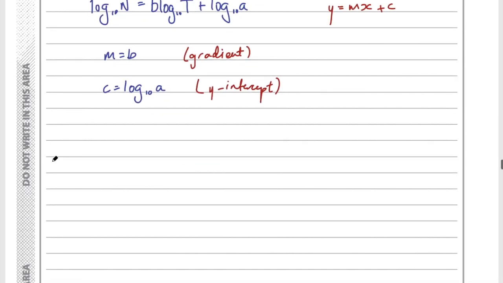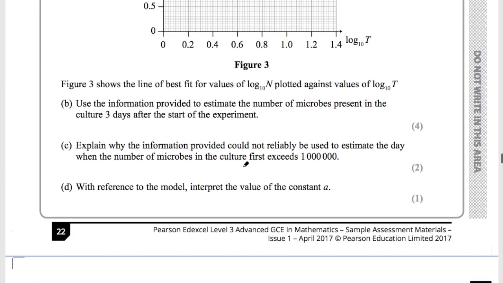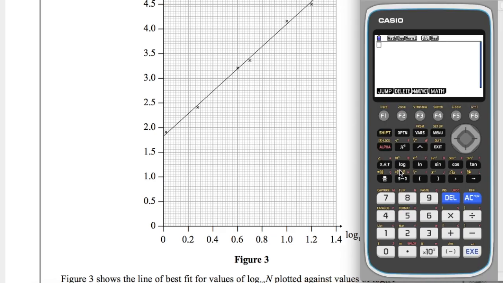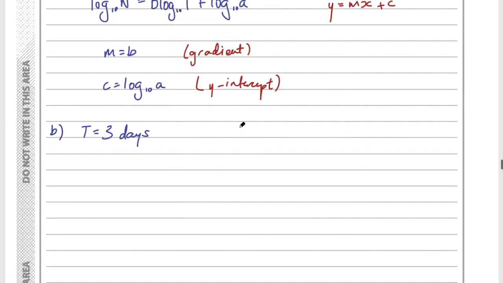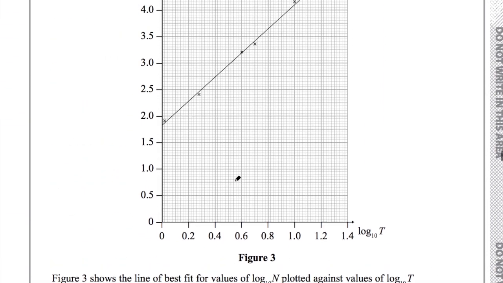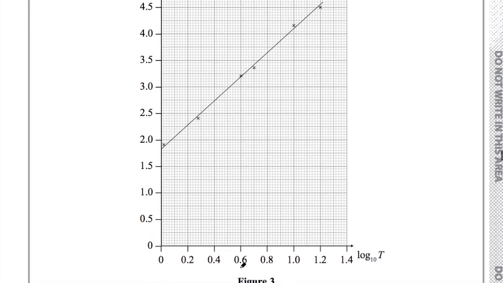So for part B, we'll say that t equals 3 days. And then to use this graph, we need to take the log of 3. So you can get your calculator out and take the log of 3, and that's 0.477 approximately. So we should write that down actually. So the log base 10 of 3 equals 0.477 approximately.